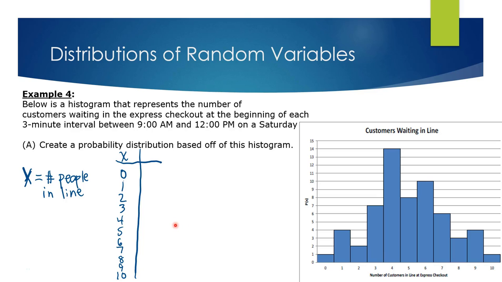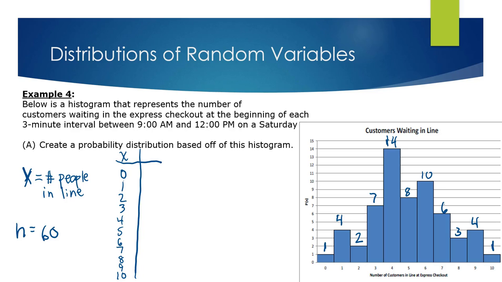Now what I also need to be aware of is how many 3-minute intervals we are looking at here. Well, I can tell that by adding all these counts together. I have 1 here, 4 here, 2. And this basically is reading the histogram. And so there are 60 of these 3-minute intervals between 9 a.m. and 12 p.m. that we looked at.